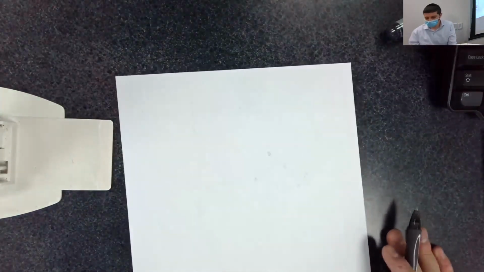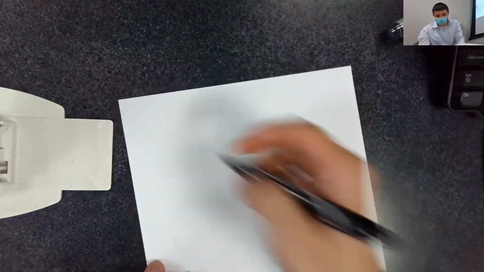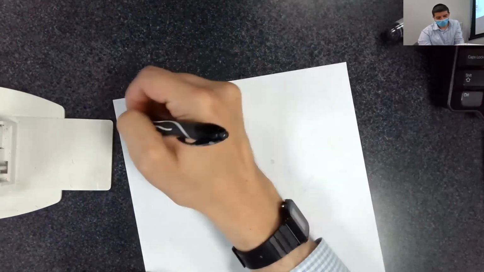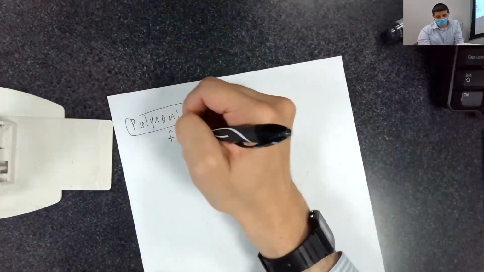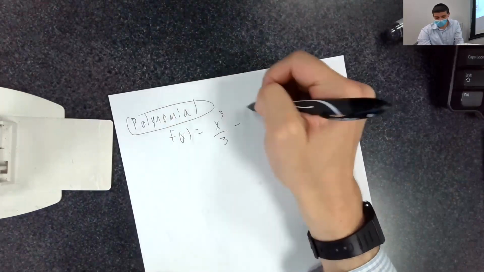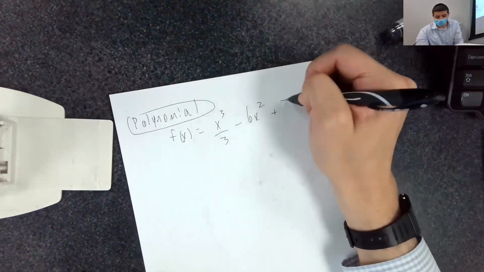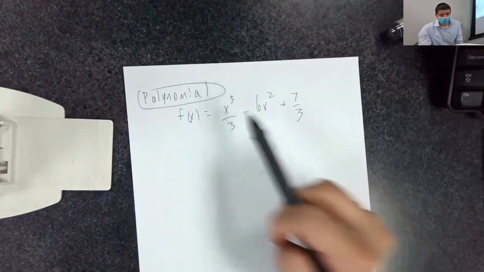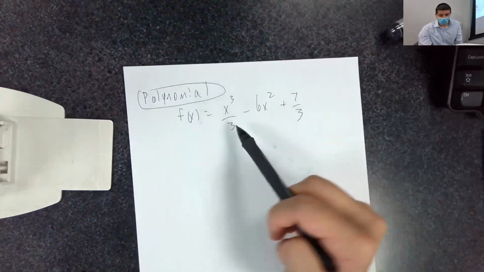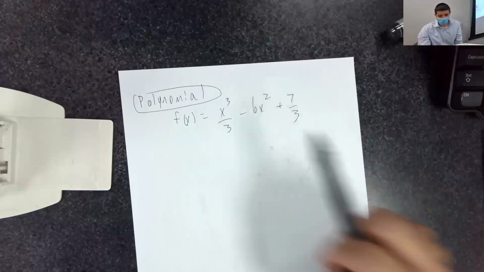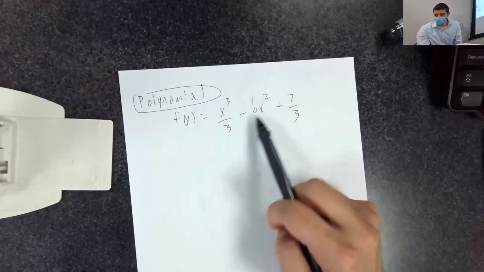Okay, we'll review. A couple other functions we'll be dealing with, so just so you know the name. So polynomial, it's called a polynomial. There are functions that look like this: x cubed over 3 minus 6 x squared plus 7/3, where it's x raised to an exponent with a coefficient in front. So the coefficient here is really like 1/3. Dividing by 3 is the same thing. The coefficient in front of x squared is -6.